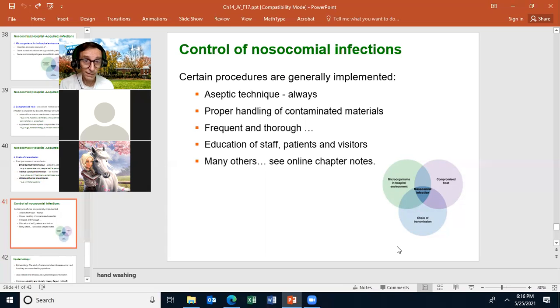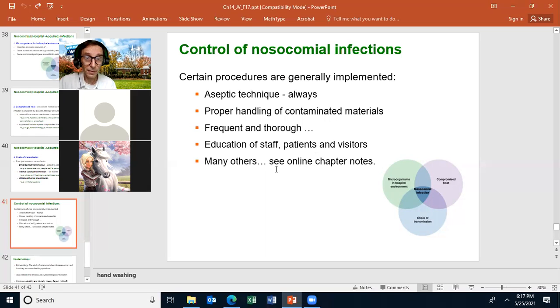And another thing that prevents the spread of nosocomial infection is frequent and thorough hand washing. It also helps to educate the staff, the patient, and the visitors. The hospitals have gotten, at least in the United States, very good about educating even the visitors as well as the patients and, of course, the staff. Like in almost all hospitals, there's a sign on the elevator and by the door telling you to use hand sanitizer. And with that done, that has reduced the spread of nosocomial infections.